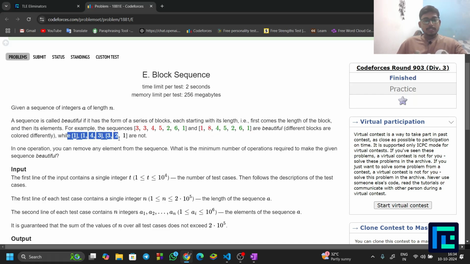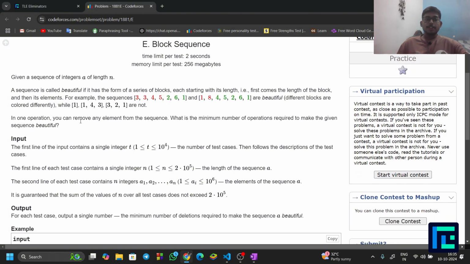Now look, these sequences are not beautiful because you can see there's a 1 and then there are no elements. So this cannot be broken down into blocks starting with the length of the block and then that many elements, because there's a 1 and then there are 0 elements. Here you can see there's a 1. If we consider this 4 inside this block, this would form a single block, a 1 and then 1 element. But again, there's a 3 and then there are no elements. There should be 3 more elements after this to be a good sequence. Same way, there's a 3 and then there are only 2 elements. There should be 1 more element for this to be a good sequence. So you can see these are not good sequences.